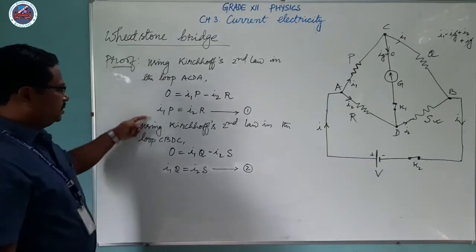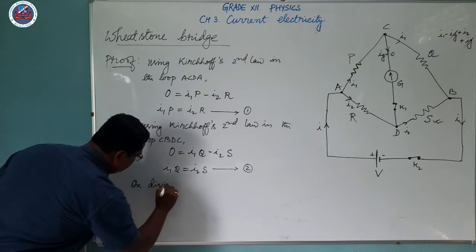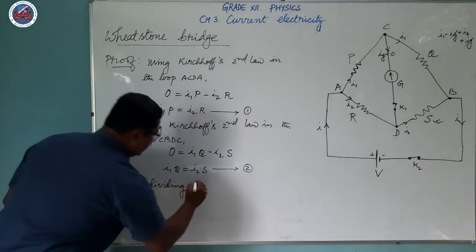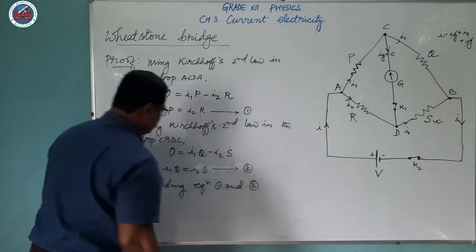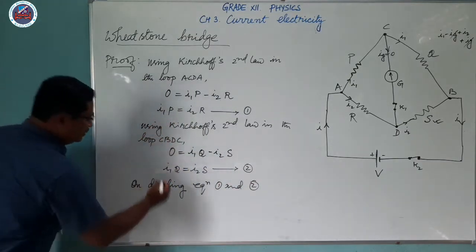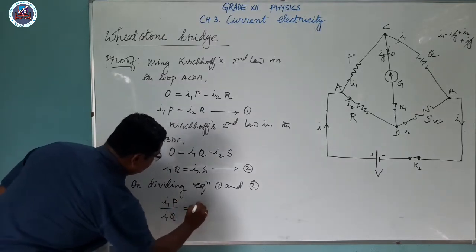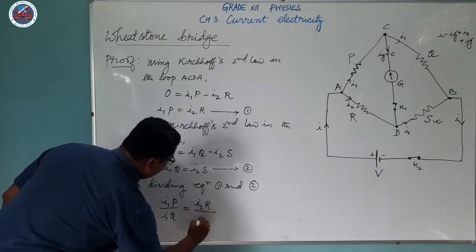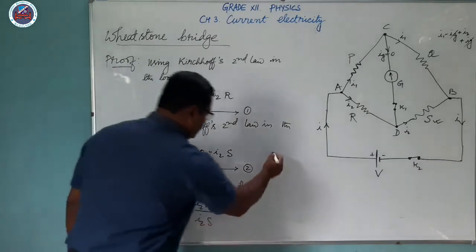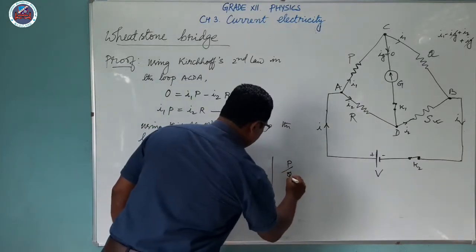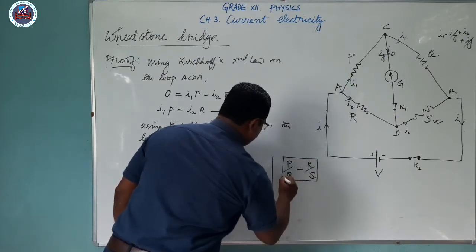On dividing equation 1 and 2, what I'll get is I1P by I1Q is equal to I2R by I2S. I1, I2, if you cancel it, you'll get P by Q is equal to R by S. This is the balance condition of Wheatstone bridge.